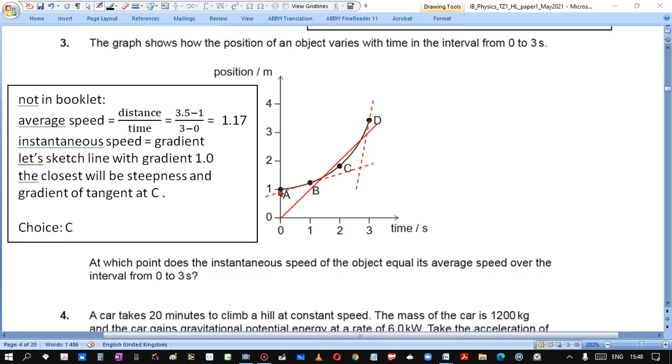To find average speed we need distance. Distance is 3.5 minus 1 traveled during 3 seconds. So we divide distance by time and get about 1.17 meters per second. To find instantaneous speed at A, B, C, and D, we can draw a tangent line, and the tangent gradient should be equal to the average speed, so about 1.2. I have sketched here gradient 1. I can see that the gradient at B is much less, the gradient at D is much more, so the best candidate is C, so choice C.